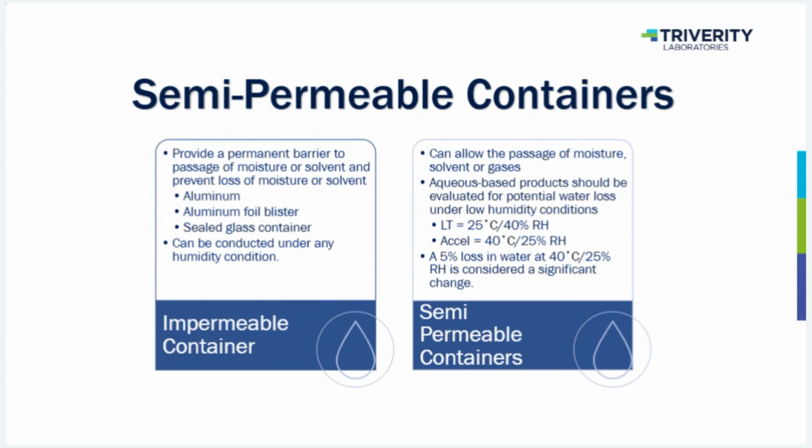For the semi-permeable containers, any aqueous-based products have to be evaluated for potential water loss under low humidity conditions. So instead of running your long-term stability at 25 degrees Celsius and 60% relative humidity, you're going to run that at 40 degrees and 25% relative humidity for your accelerated. If you see more than a 5% loss of moisture in an aqueous-based product that's in a semi-permeable container, that's considered a significant change, and you need to look at your packaging and your formulation.